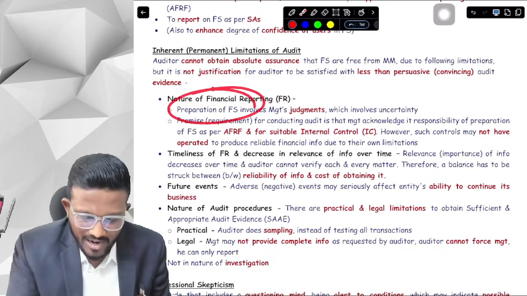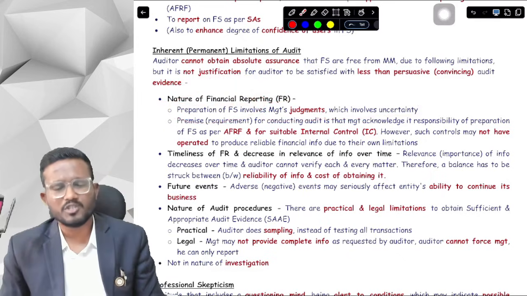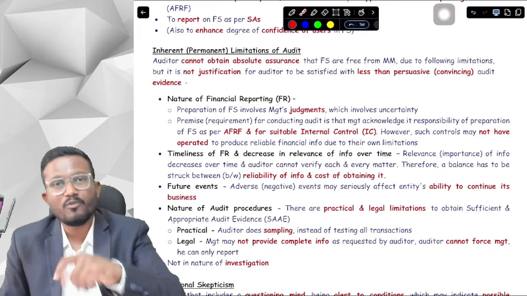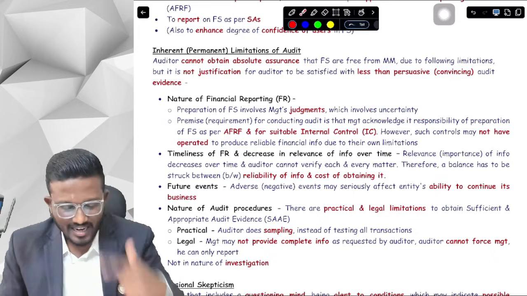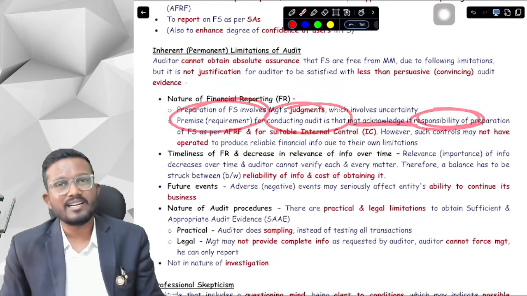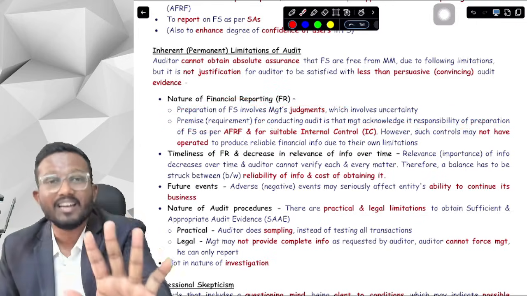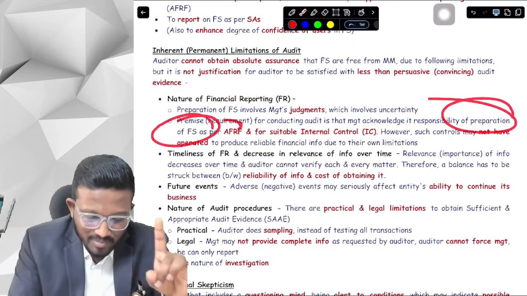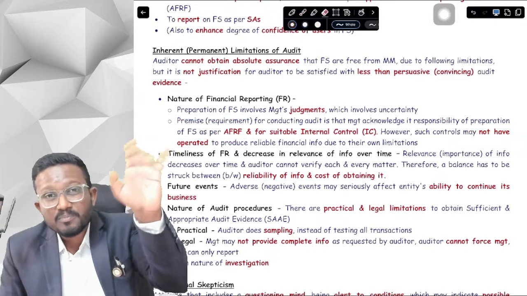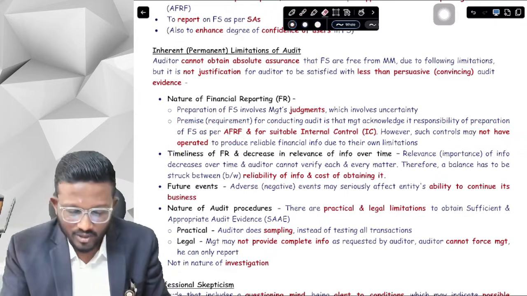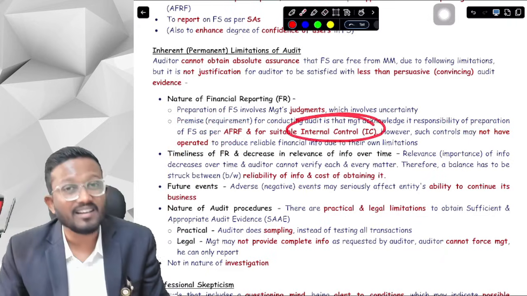While preparing the financial statements, management makes a lot of judgments which involve uncertainty. It may prove right, it may prove wrong as well. Okay. Yes, sir. Secondly, the requirement for audit is that management acknowledges its responsibility. What responsibility does management have? To prepare financial statements as per the AFRF. Management's responsibility is to prepare financial statements as per the FRF, and to devise suitable internal controls.